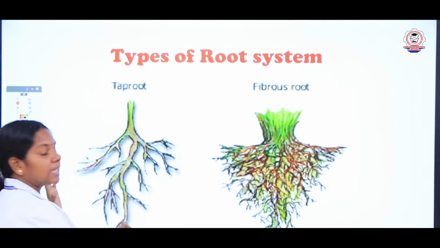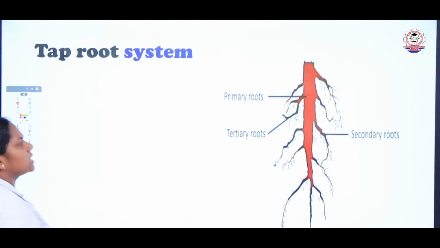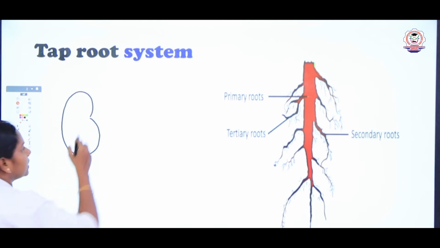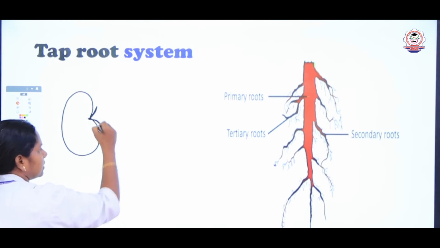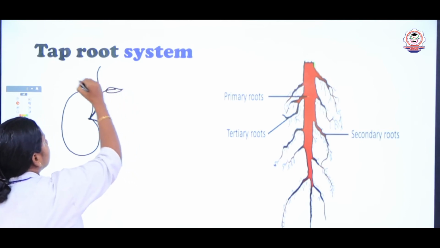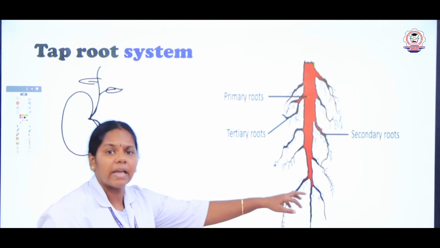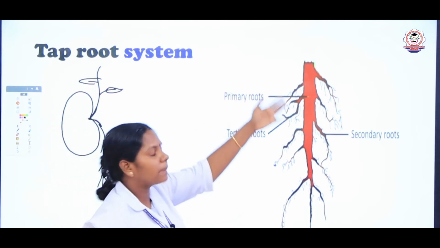Now let us see the taproot in detail. You all know, children, from where do the roots arise? While germinating, if this is a seed, imagine this as a seed, there are two main parts of the seed: after germination, plumule and radicle, right? The plumule develops into a shoot system and the radicle develops into the root system. Here you can see the primary roots directly arise from the radicle. Only the radicle continues to grow as a primary root.